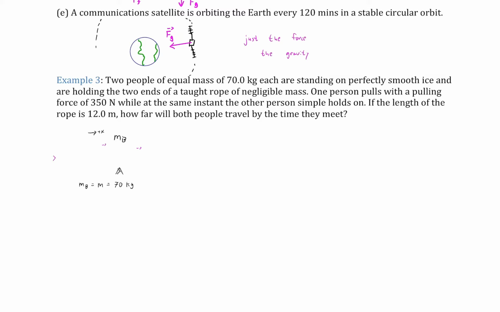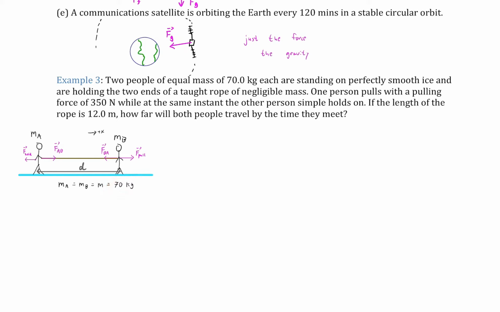Okay, so first let's get our picture. All right, there it is. All right, so here we have our picture. Here are two people, person A and person B. I'm defining positive x as towards the right. All right, their masses are the same, so I could just call them m, and they're equal to 70 kilograms.